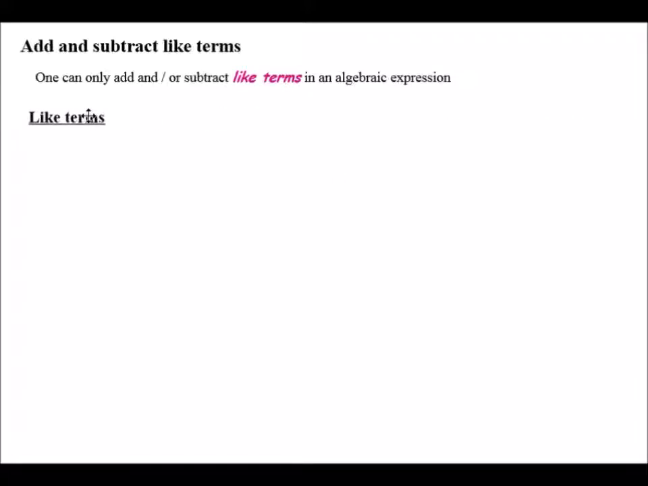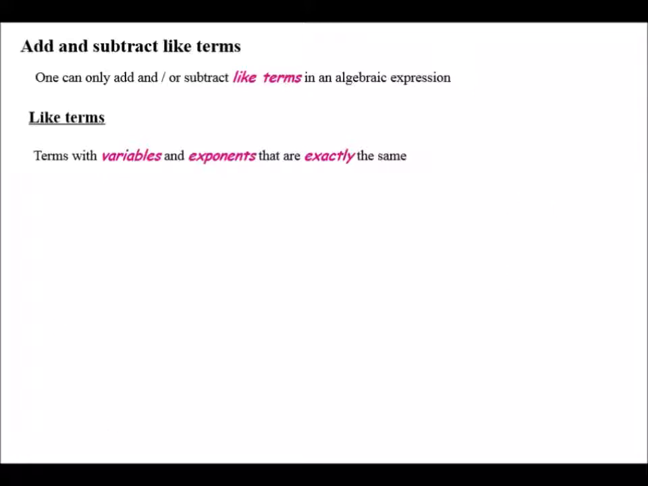Welcome back, mathematicians. Today we are going to add and subtract in algebra, and this is found on page 77 in your textbook. One can only add and subtract like terms. If they're not like terms, you cannot add and subtract. So let's first understand what like terms are. Like terms are variables and exponents that are exactly the same.